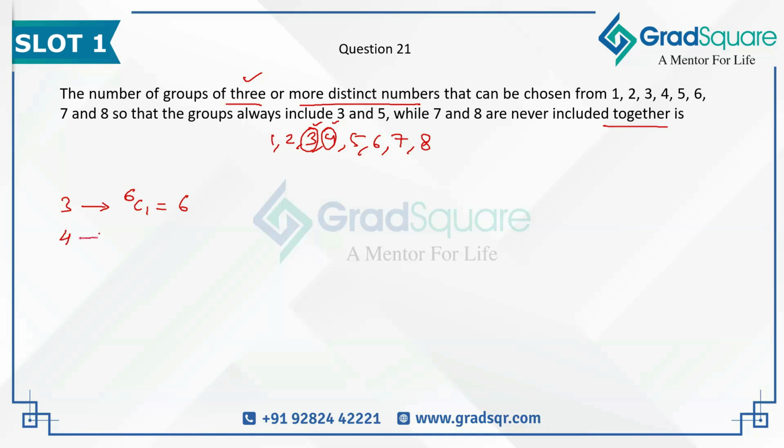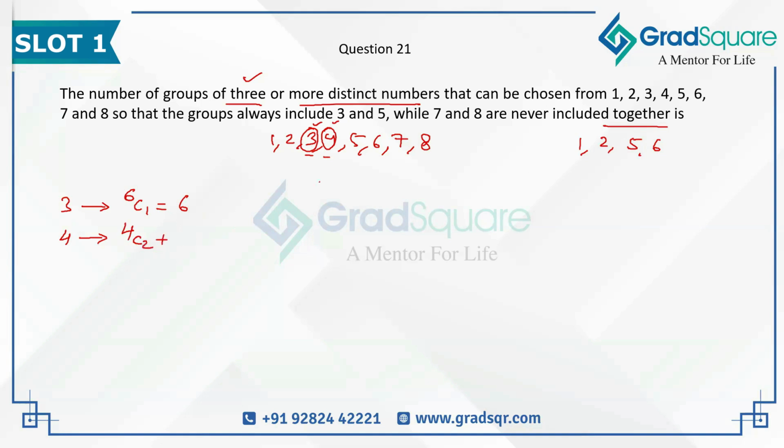Now look at the number of selections for 4. 2 are already done with us, right? Now you want to select 2 more. These 2 can be selected out of 1, 2, 4 and 6. That's a possibility. So let me select those 2 numbers out of these 4 numbers, 4C2.